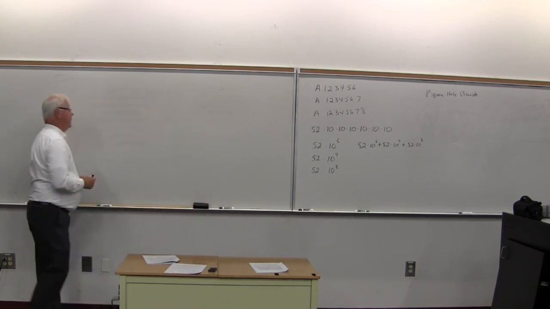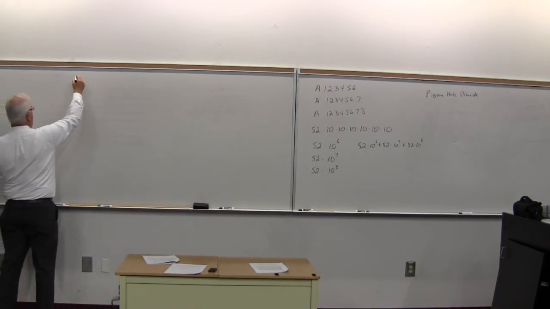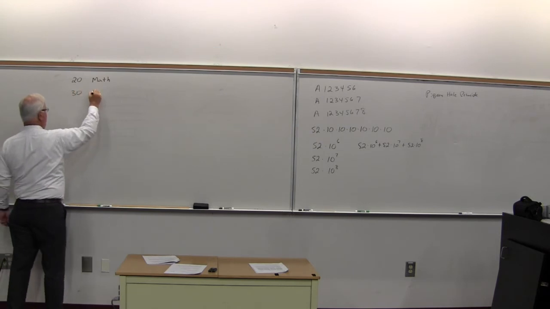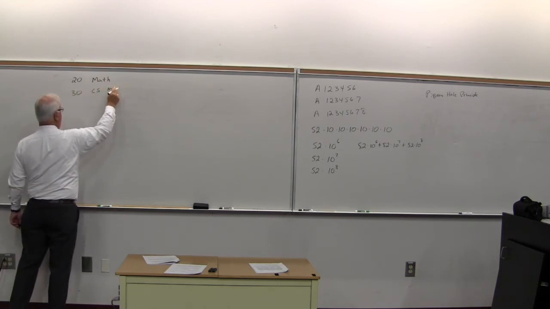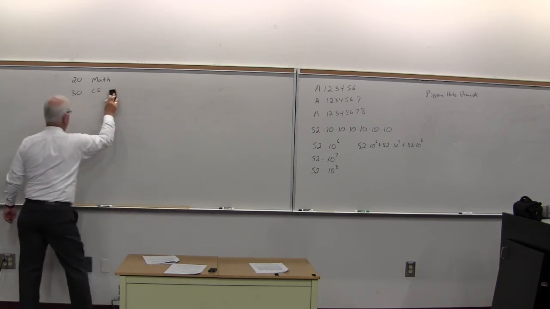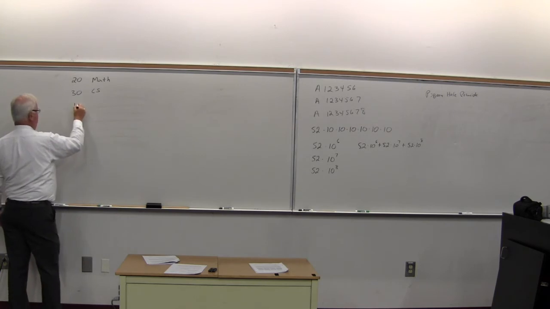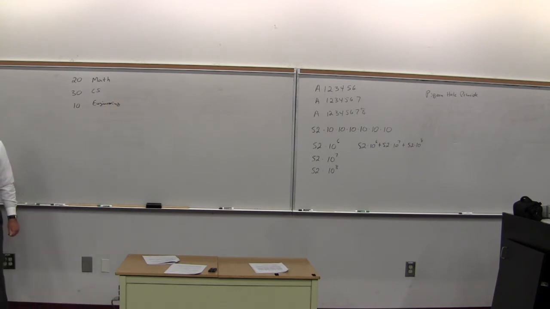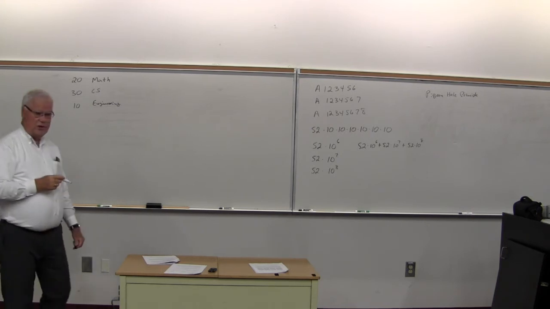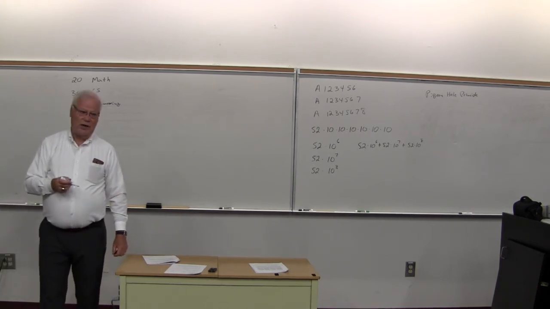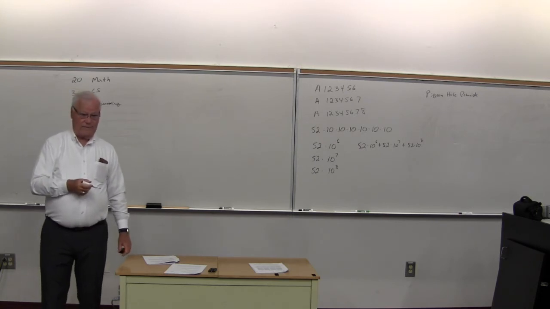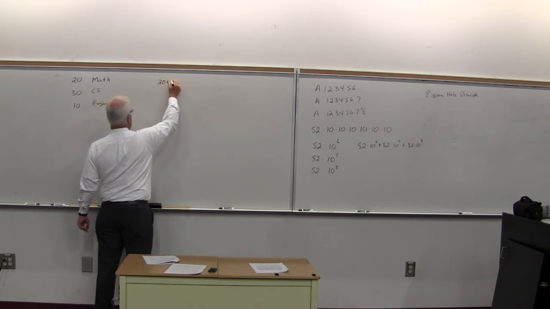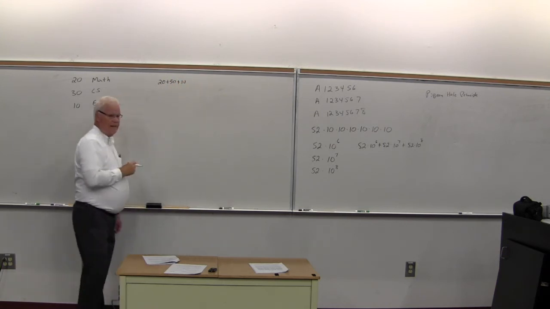Let's say that at a school, I have 20 math majors, 30 computer science majors, and 10 engineering majors. Now, they are all in their senior year and getting ready to graduate. So I want to figure out how many graduates I'm going to have. Well, that's fairly easy, isn't it? 20 plus 30 plus 10? Is that the number?